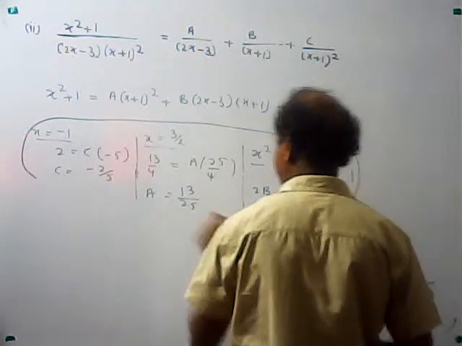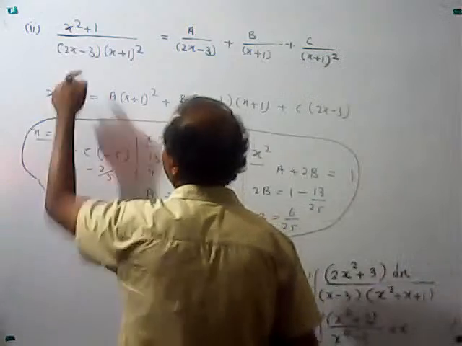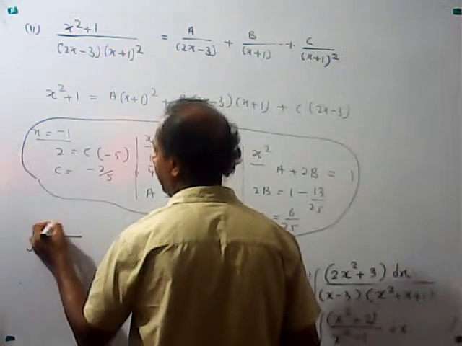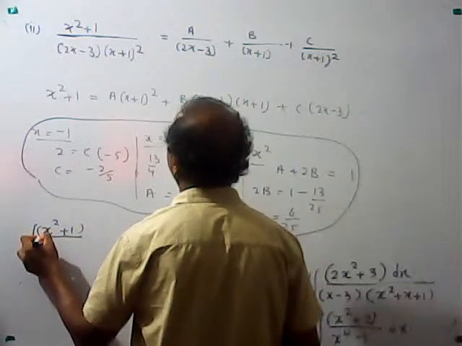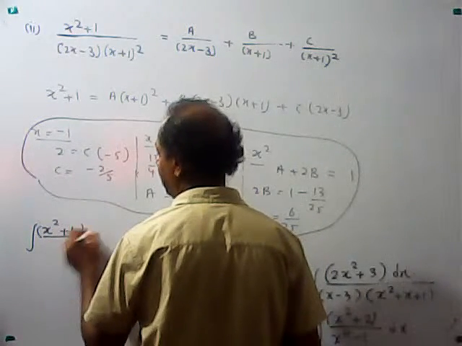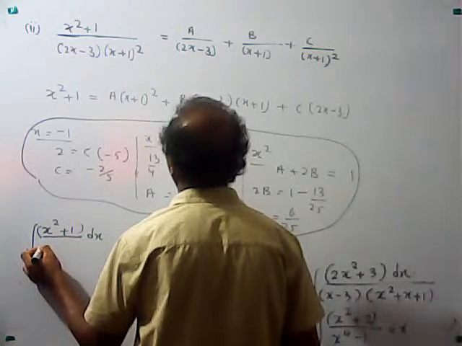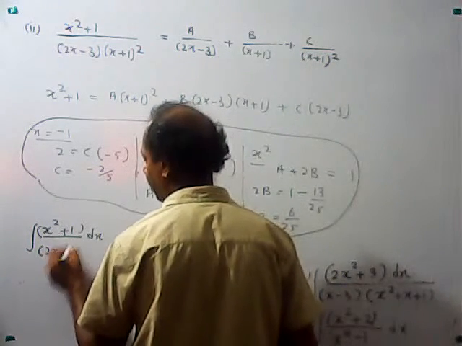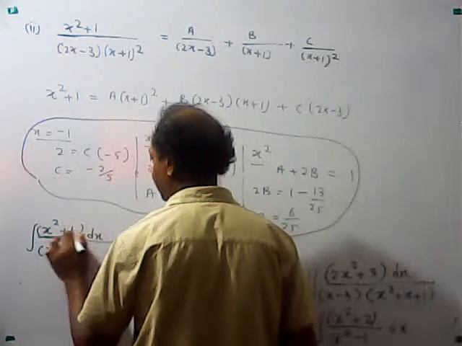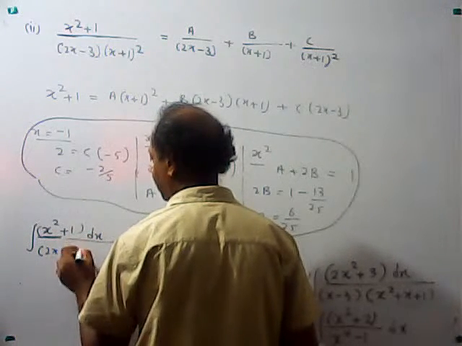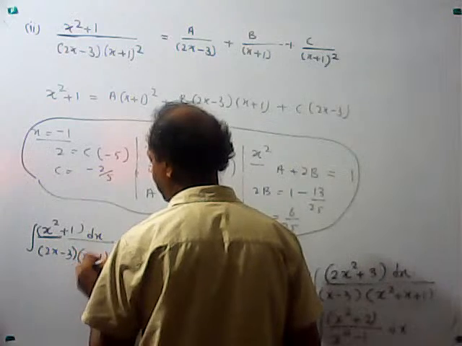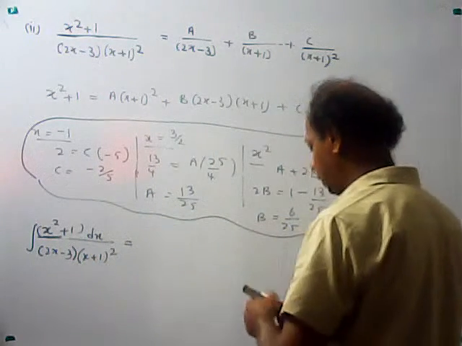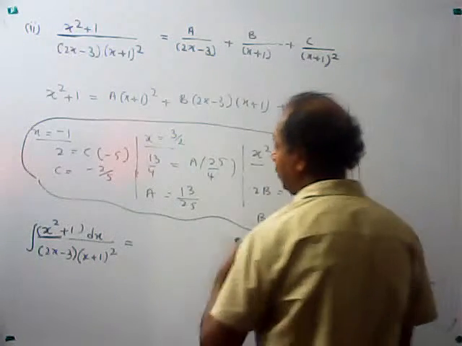We found the coefficients. Now substituting, you get the integral of x squared plus 1 dx over (2x minus 3)(x plus 1) squared, which is equal to A, where A is 13 over 25. Let's take it out.